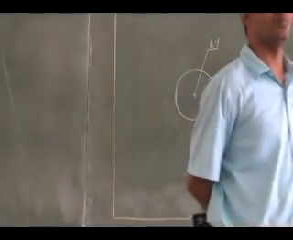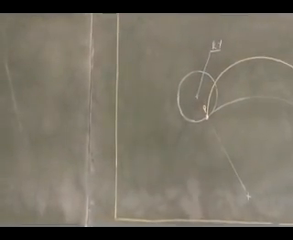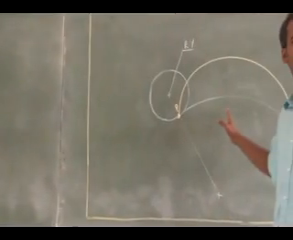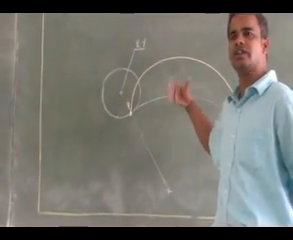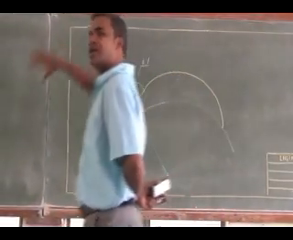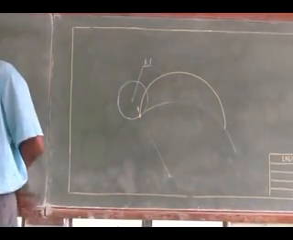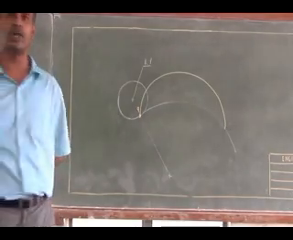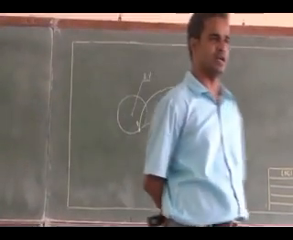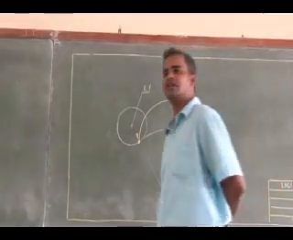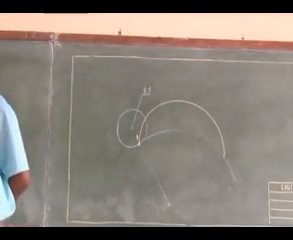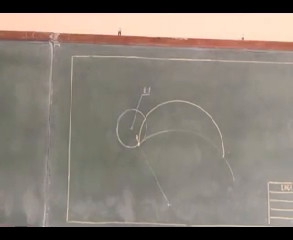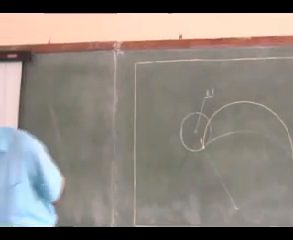Hypocycloid. You can note it down as the difference: the circle which is going to roll on another circle, instead of outside it, is now going to roll inside. Then it is called hypocycloid. If the rolling circle rolls inside another circle, the path traced by a point marked on the rolling circle is called a hypocycloid.